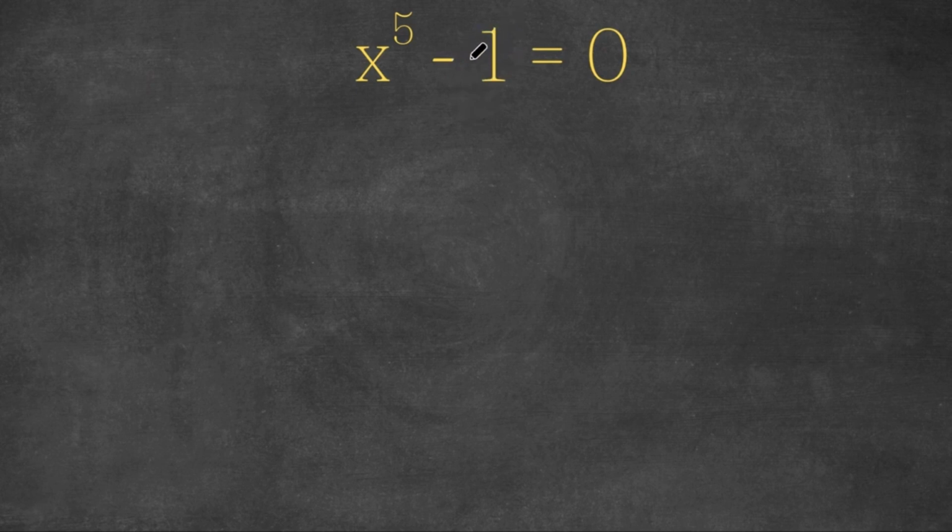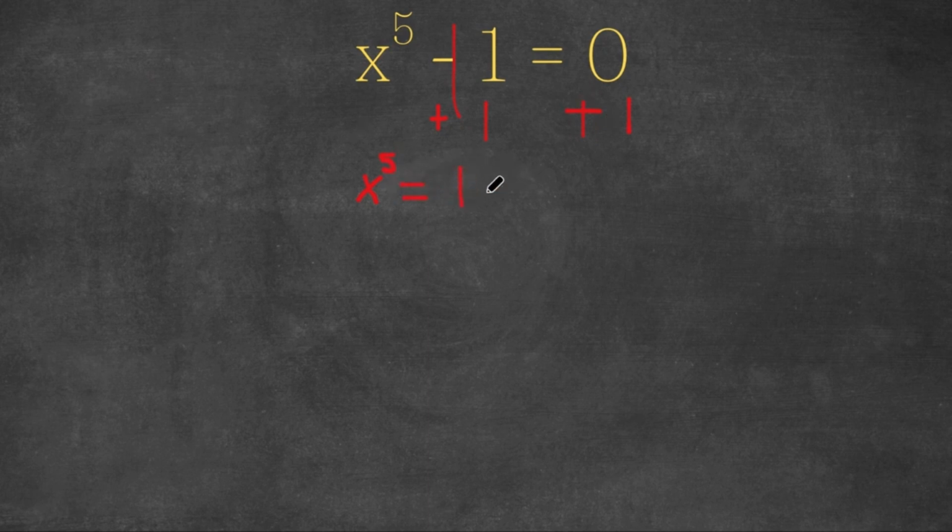So to do that, we need to get it to the other side, and how we're going to do that is we're going to add 1 on both sides. So these two would cancel out because negative 1 plus 1 is 0, so this would leave us with x to the power of 5 equals 0 plus 1 is 1.